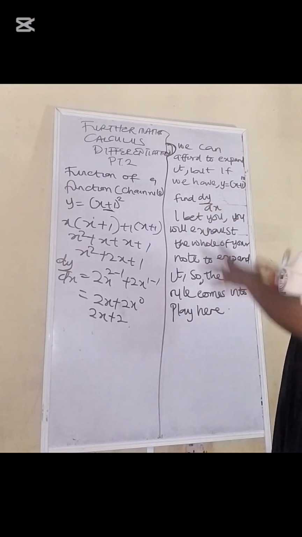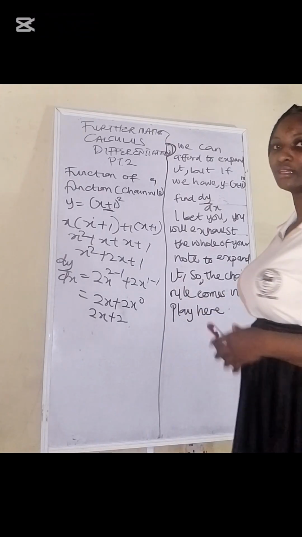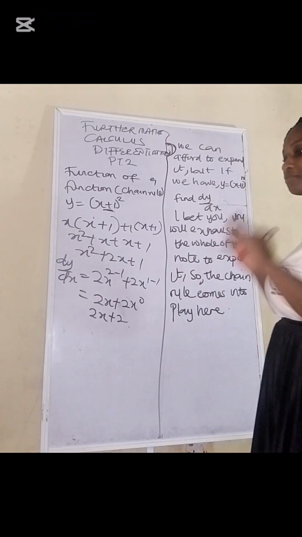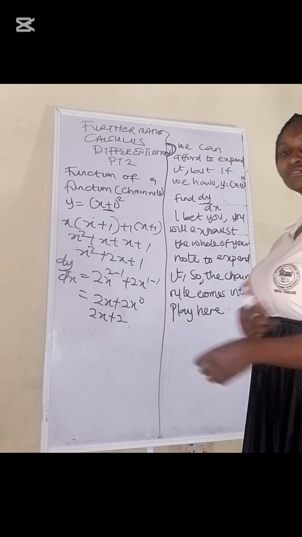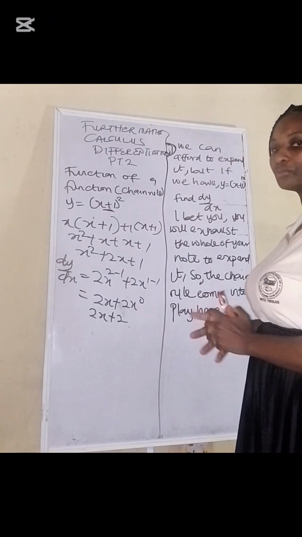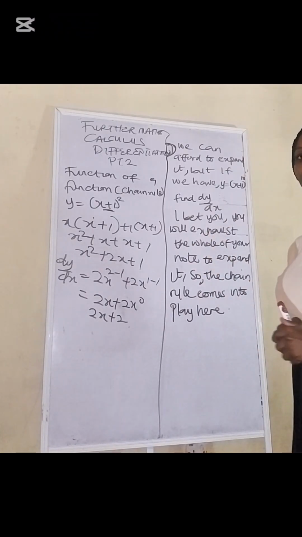You understand? So that is where the chain rule comes into play, function of a function. So now it is time for us to make use of the formula, function of a function or chain rule. Now let's quickly do some examples.